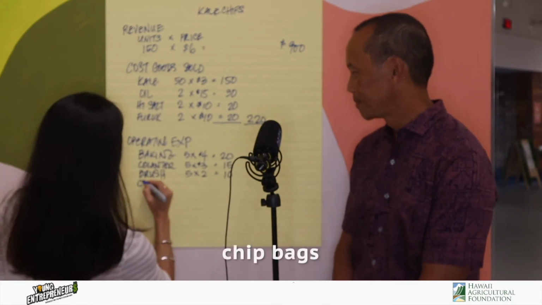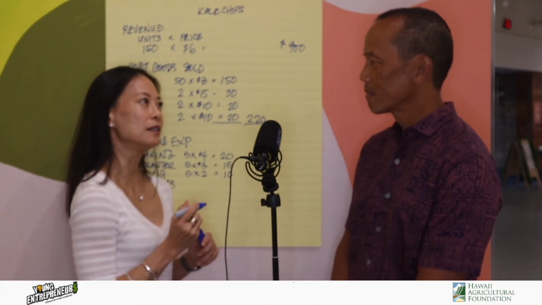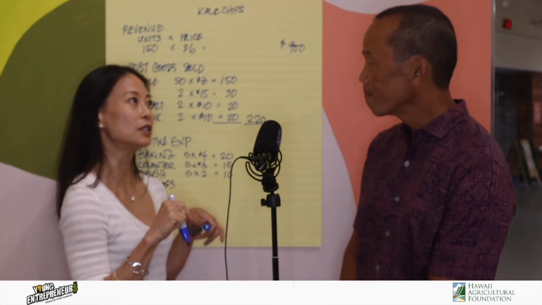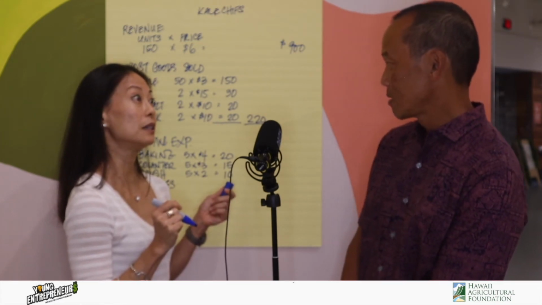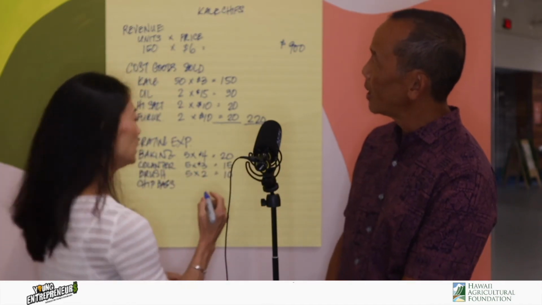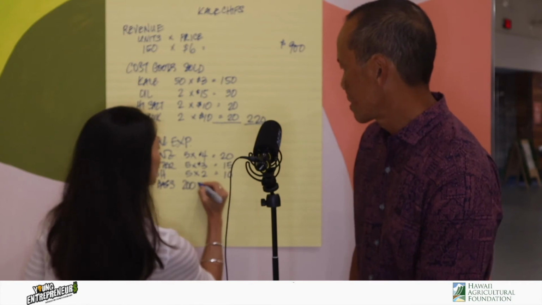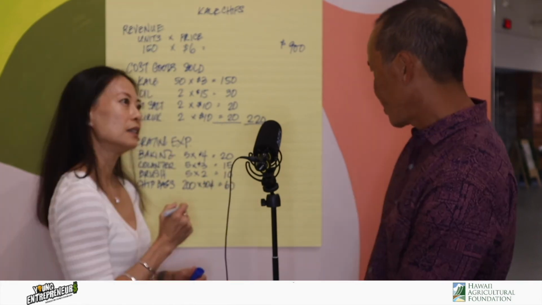What else? It's chip bags. So I think chip bags come in kind of big bundles, right? So you want to get them in bulk. Maybe they come 100 per big bag. So maybe 200. I guess we're going to need 200. And I think they come out to 30 cents each. So $60.